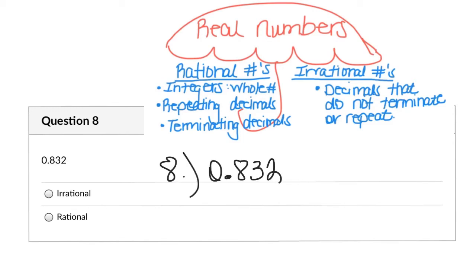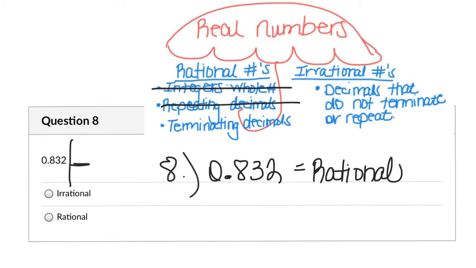So it's not an integer. I'm going to rule that one out. It does not repeat. There's no line over any of my digits, and the digits are all different. My next choice is terminating. This does terminate because it stops. There are no dots at the end. There's no more digits. There's no dots. This is just it. It stops at the end right there. That's the stopping point. So this is rational, and it is rational because it terminates.